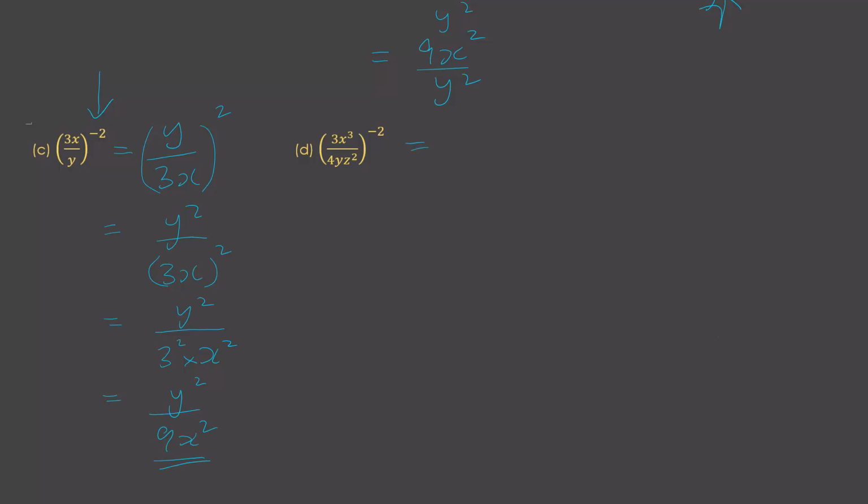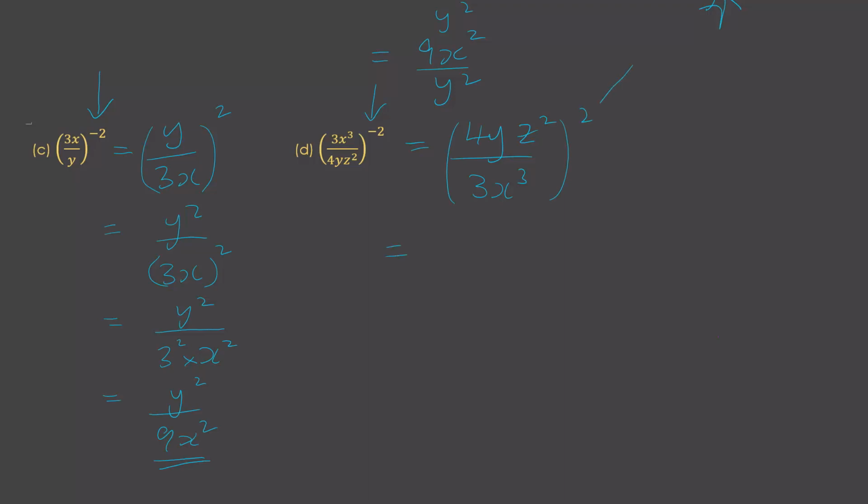And then finally here, once again, we've got a negative. That's going to turn the fraction upside down. So we have (4y z squared) over (3x cubed). And it's still squared because we only use the negative to turn it upside down.